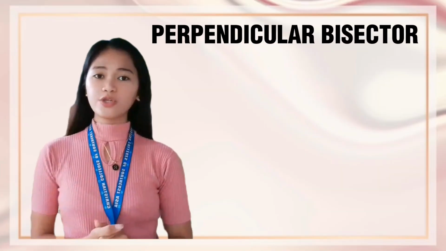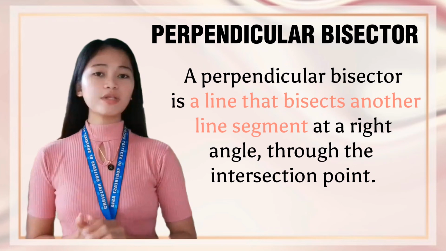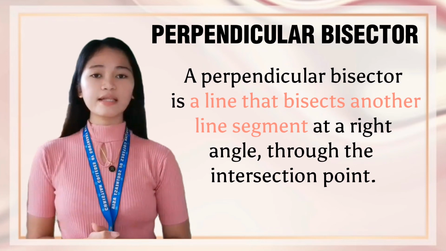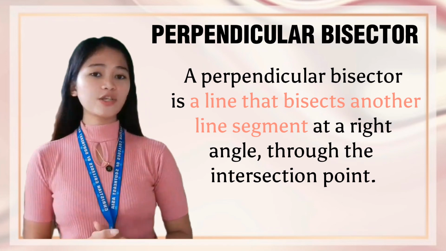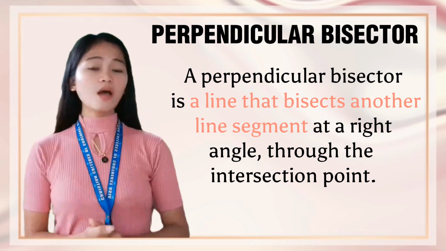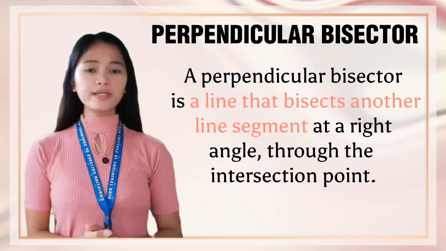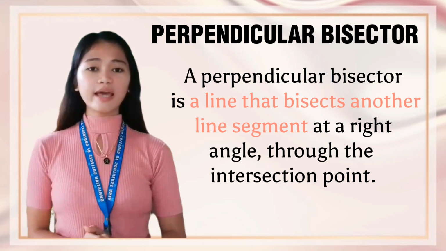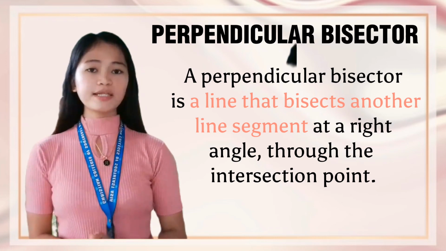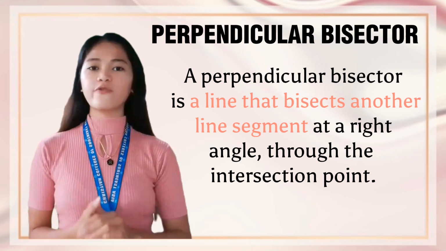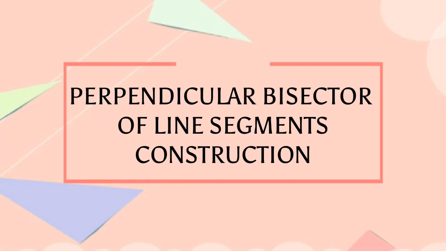What is a perpendicular bisector? A perpendicular bisector is a line that bisects another line segment at a right angle through its intersection point. Thus, we could say that the perpendicular bisector always divides the line segment through its midpoint. The term bisect itself means dividing equally or uniformly. How to construct a perpendicular bisector?